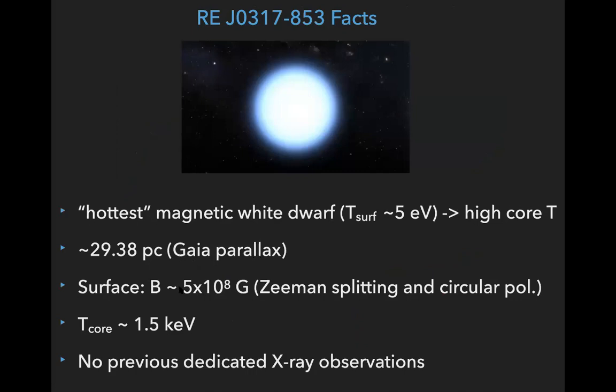Their surface magnetic field is about 500 megagauss, and I'll tell you how that surface magnetic field is measured on the next slide. Its core temperature, if you translate this, is about 1.5 keV, and I'll tell you more about the measurement to that core temperature also. And just to stress the point, there was no relevant archival X-ray data to point to, so we had to go out and collect this data ourselves.